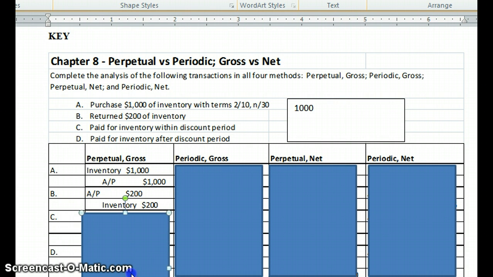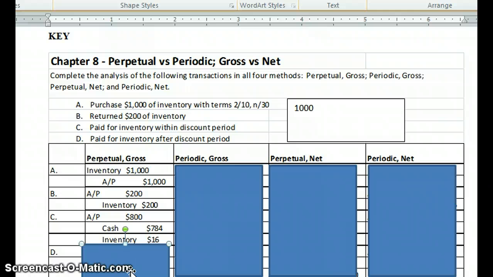There we go. Okay. And then if we don't receive the discount, then the entry would be what? How much cash are we writing? Okay, 800, and then we're wiping out the liability. Any questions on that? Okay, I'm going to stop this right here. I'm going to hit done.